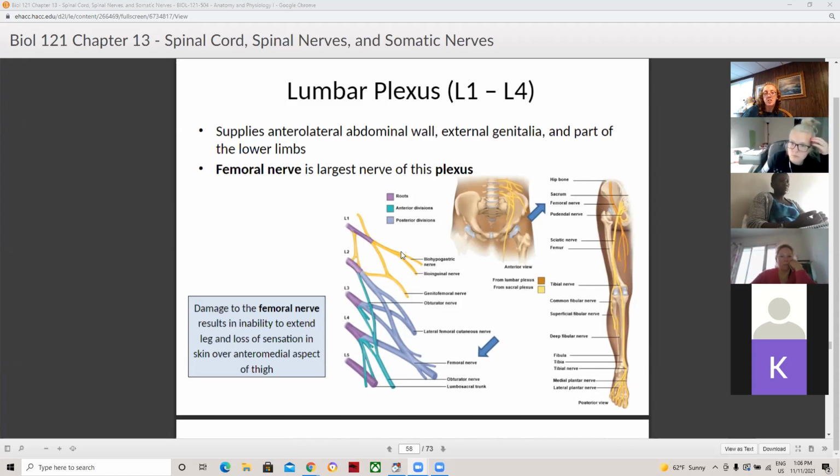A lot of extension. So all of your quads, if you think about it, the muscles on the front of your thigh, you're going to lose innervation of those. So you won't be able to extend out your leg.